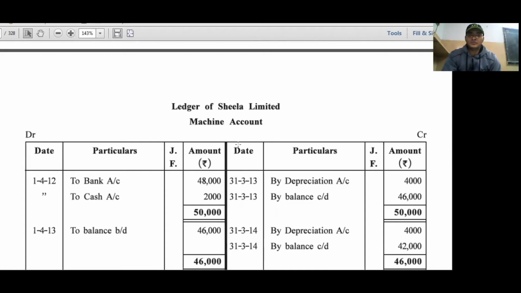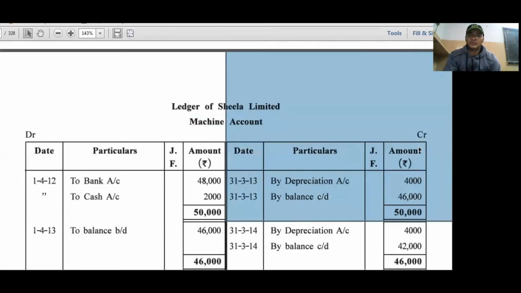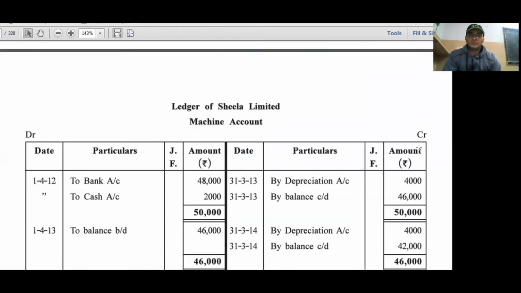Here, first of all, we have to write machine account, debit side and credit side. The columns are date, particular, JF, amount. Again, date, particular, JF, amount. Okay, so what is the common point?